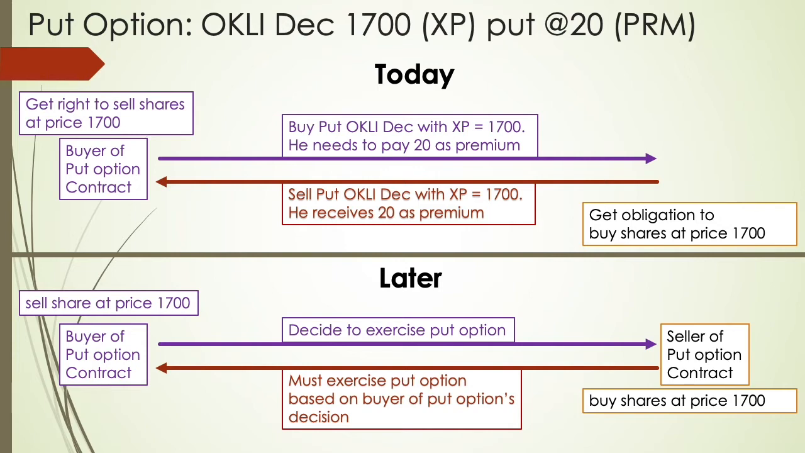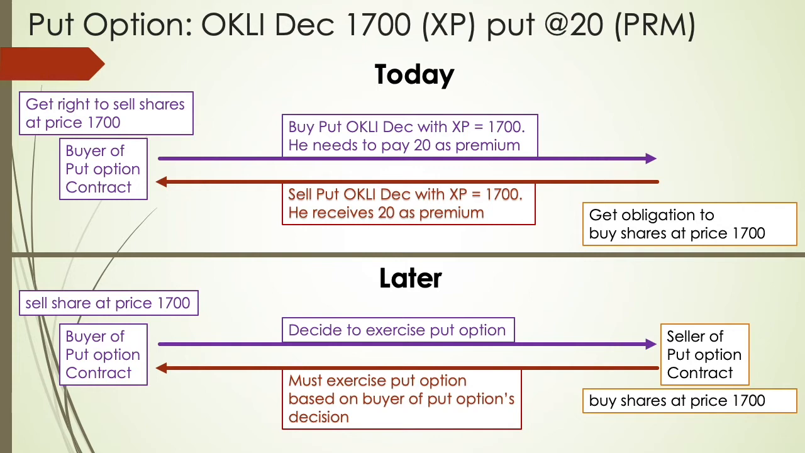So later on the maturity date, I, as the buyer of the put option contract, decide to exercise the put option contract. So you, as the seller of the put option contract, must exercise that put option contract based on my decision. Because I'm the buyer, I have the right to exercise. You, as the seller of the put option contract, get the obligation to exercise.